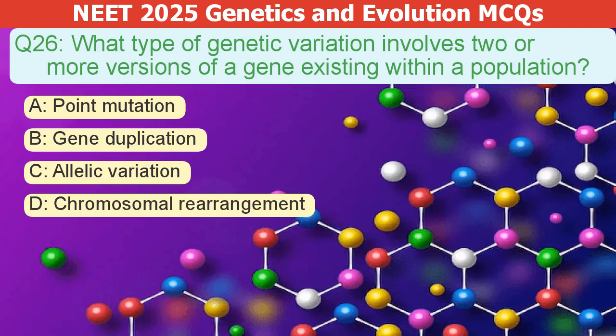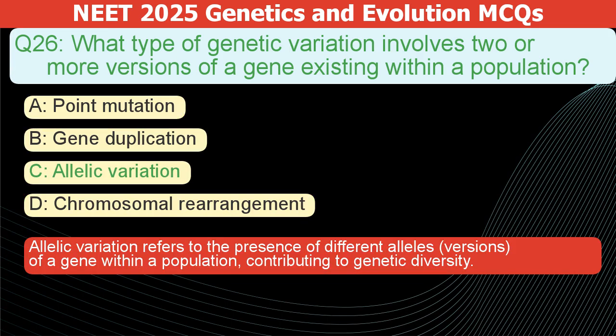What type of genetic variation involves two or more versions of a gene existing within a population? A. Point mutation. B. Gene duplication. C. Allelic variation. D. Chromosomal rearrangement. The correct answer is C. Allelic variation refers to different versions of a gene within a population. This contributes to genetic diversity.